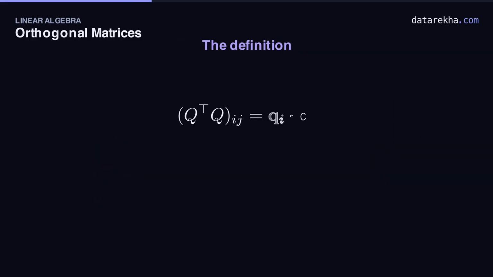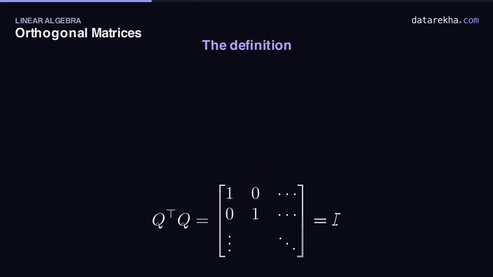Why does that condition deserve its own name? Look at Q transpose times Q. Its entry in row i, column j is exactly the dot product of column i with column j. On the diagonal, a column is dotted with itself: length squared, 1. Off the diagonal, different columns are perpendicular, so it is 0. Ones down the diagonal, 0s elsewhere: the identity matrix. So the whole condition collapses into one clean statement. A square matrix Q is orthogonal if and only if Q transpose times Q equals the identity. Whenever you test a matrix, this is the line to reach for.